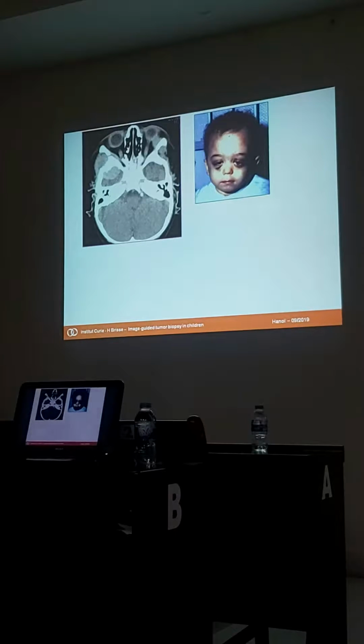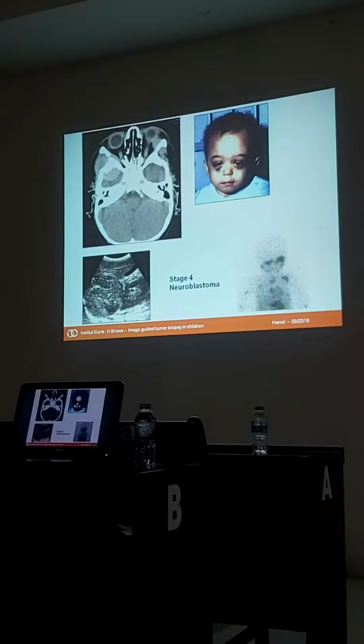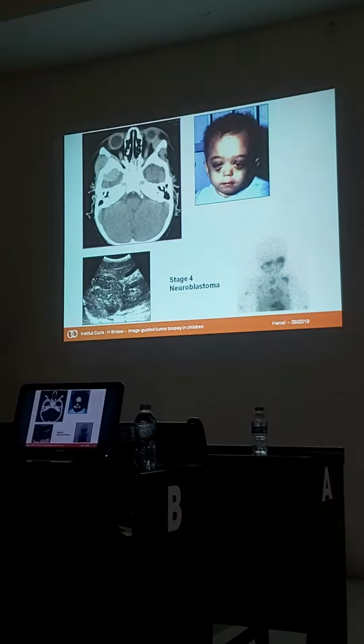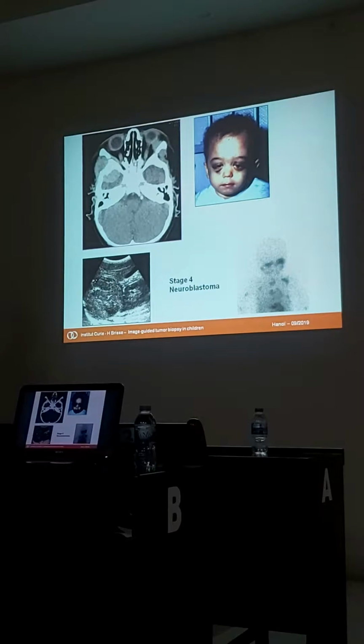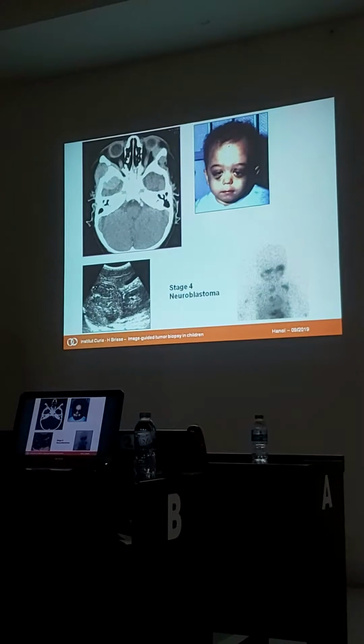So you have to look for the primary tumor, and the primary is usually and mainly located in the abdomen. This is a typical adrenal neuroblastoma, and the biopsy should be performed on the primary tumor and not on this one.